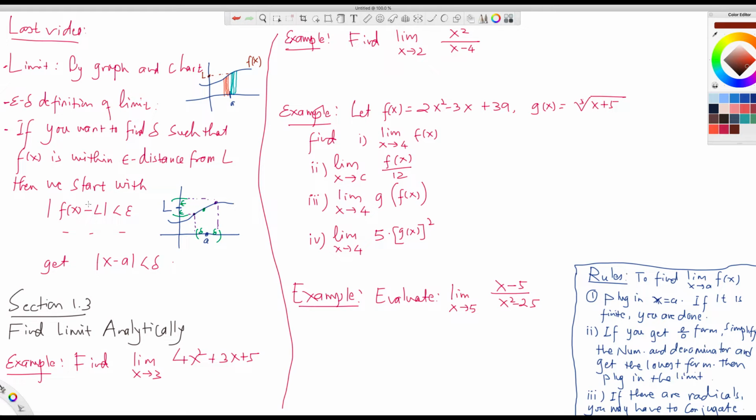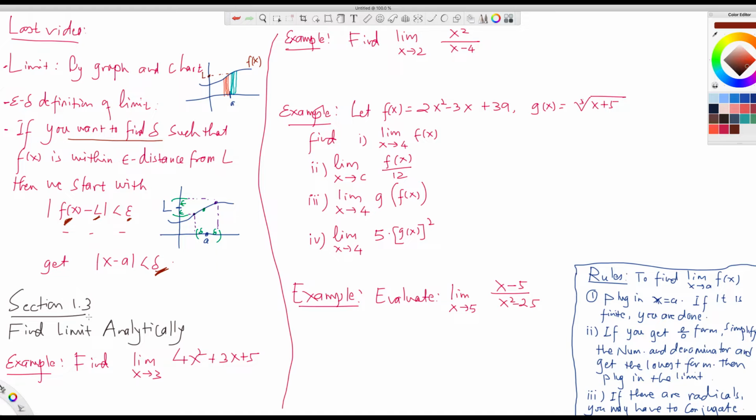And then sometimes you will be asked to find out delta. If you want to find out delta such that f(x) is within epsilon distance from L, then you start with absolute value of f(x) minus L less than epsilon, and then you simplify this, you plug in the value of f(x), okay, and then plug in the value of L, plug in the value of epsilon, and then simplify this and then try to get absolute value of x minus A less than delta. So whatever value you get here will be the delta value that you are interested to find out. That's what we did in the last video, okay?